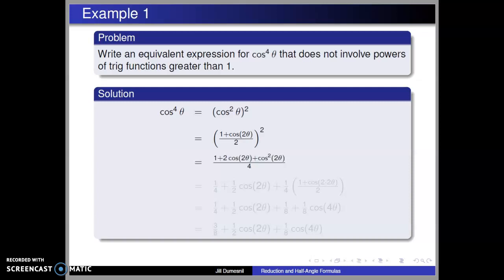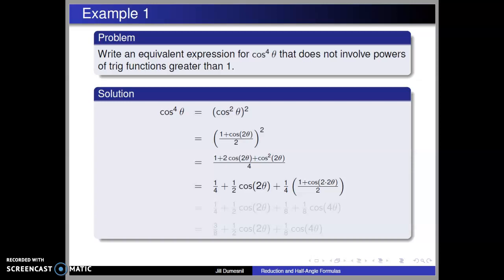Remember that to square a binomial, we expand or FOIL in the numerator 1 plus cosine 2 theta times 1 plus cosine 2 theta, which produces a middle term. Notice that we now have another cosine squared term that we can eliminate. We can use the reduction formula again and substitute cosine squared 2 theta as 1 plus cosine 2 times 2 theta over 2.